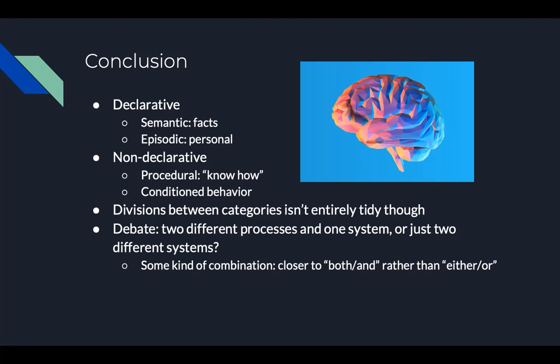It seems to be more the case that there are distinct regions of the brain that are specifically involved in declarative or non-declarative memory, but that there also might be some shared neural pathways and processes for each that then allow them to function in this independent way. So it seems closer to a both-and rather than an either-or.